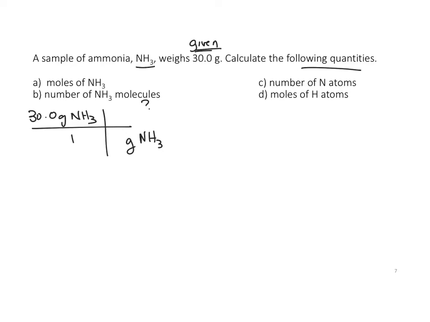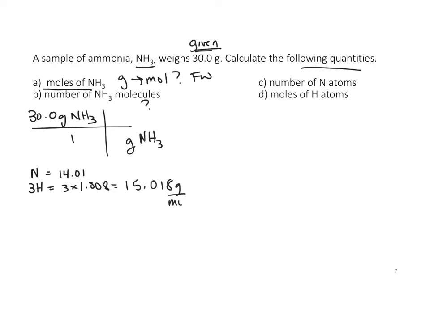So here we want moles. So can we go from grams to moles? Yes, we use the formula mass. So what's the formula mass of ammonia? Nitrogen and 3 hydrogens. Nitrogen is 14.01, and hydrogen is 3 times 1.008. And so we have 3 times 1.008 plus 14.01. We have 17.034 grams per mole.